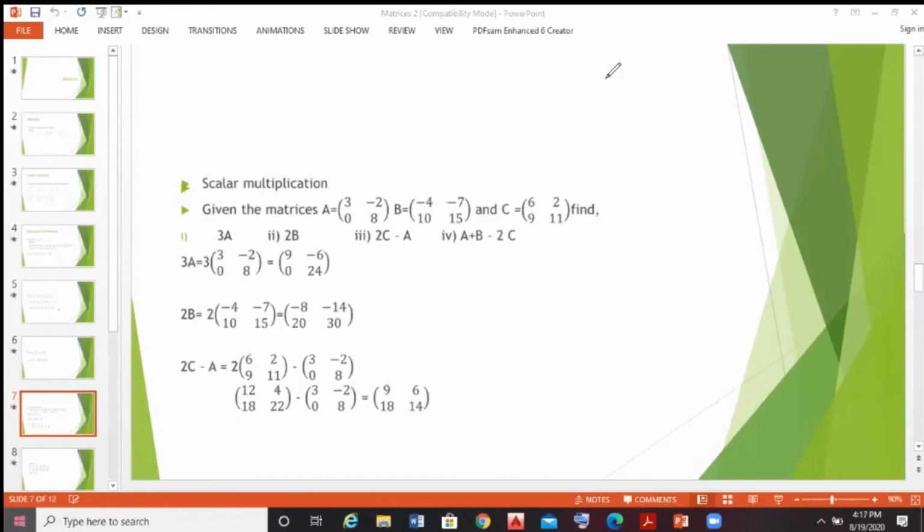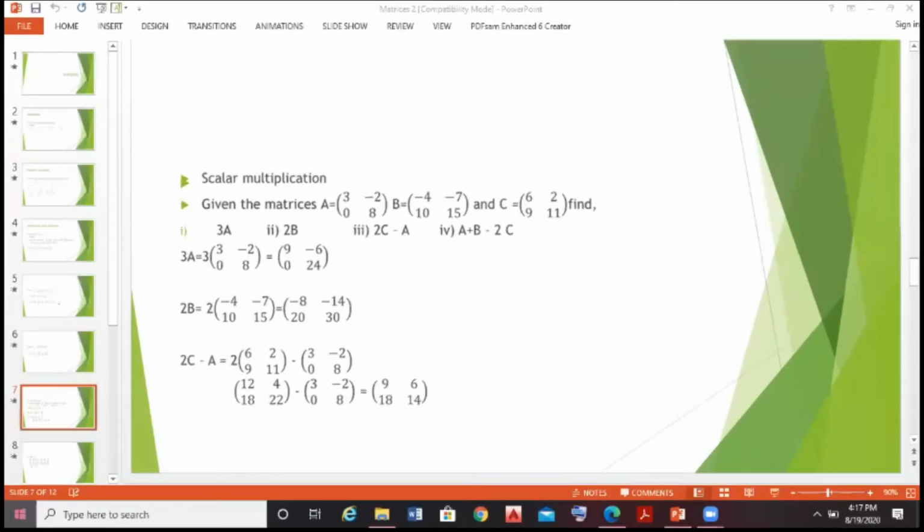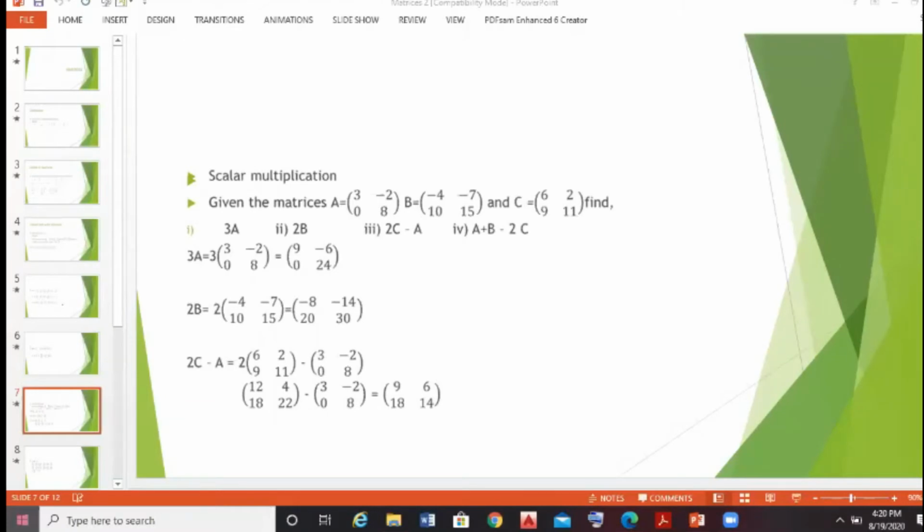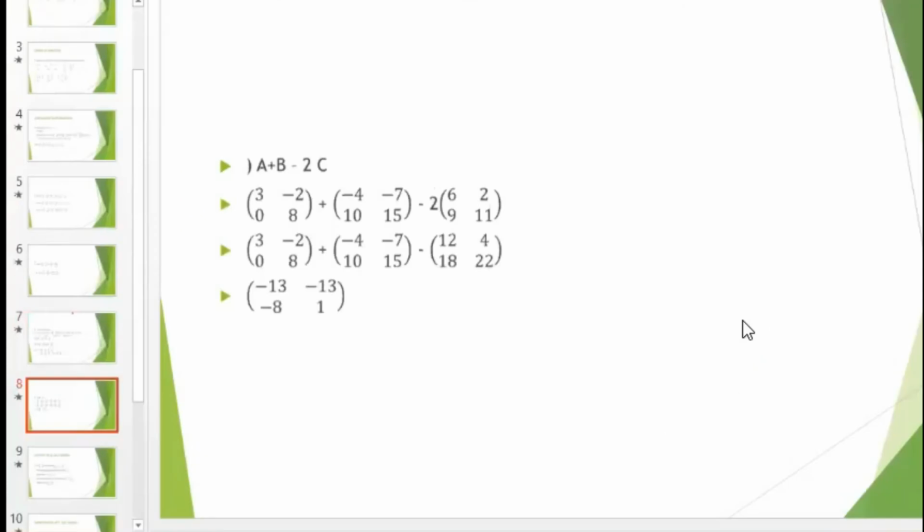For example 3, you'll notice we have a combination of operations. So while we do the scalar multiplication, we still have to do a subtraction there. Please copy the given examples and make your notes at the side of the examples that you copy. Any other questions? Check out the last example: A plus B minus 2C.